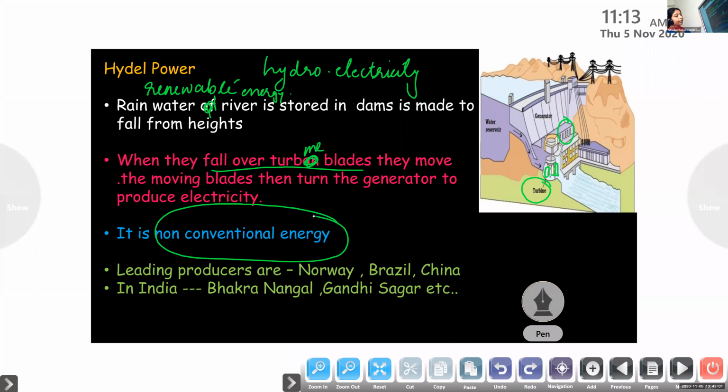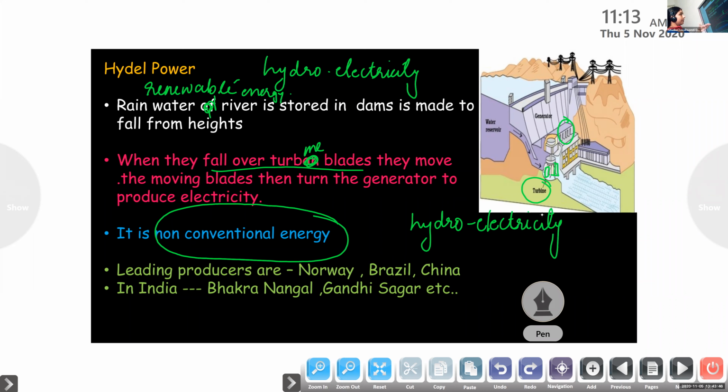So this is called hydroelectric power. Electricity produced from water is called hydroelectricity. Hydroelectricity is a form of tidal power, the most widely used renewable energy. Rainwater stored in dams: when water falls over the turbines, the turbine blades move and turn the generator to produce electricity.